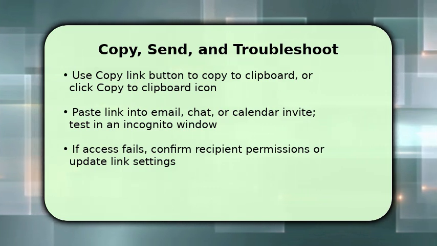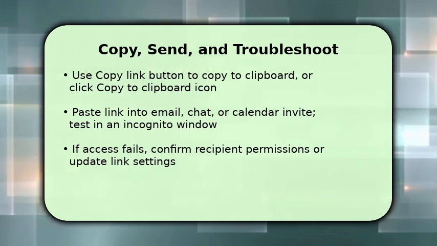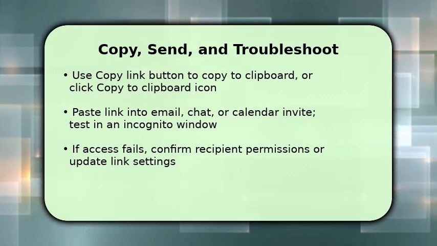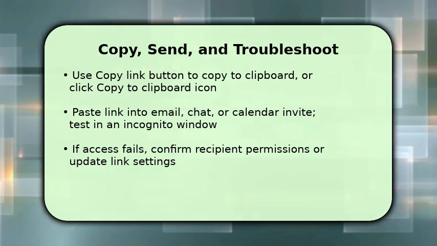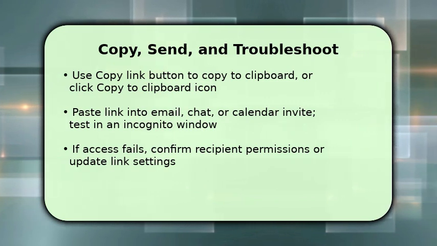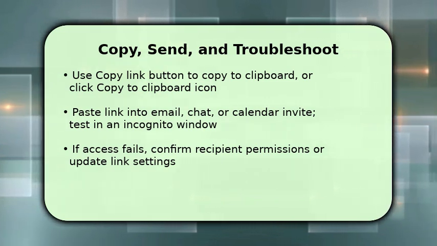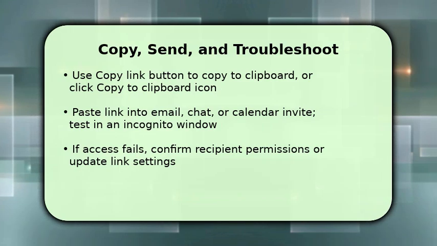If someone cannot open it, return to the file's share settings and change the link type or add the person explicitly. One quick troubleshooting tip: if permissions look correct but access fails, sign out and back in to refresh cached permissions.